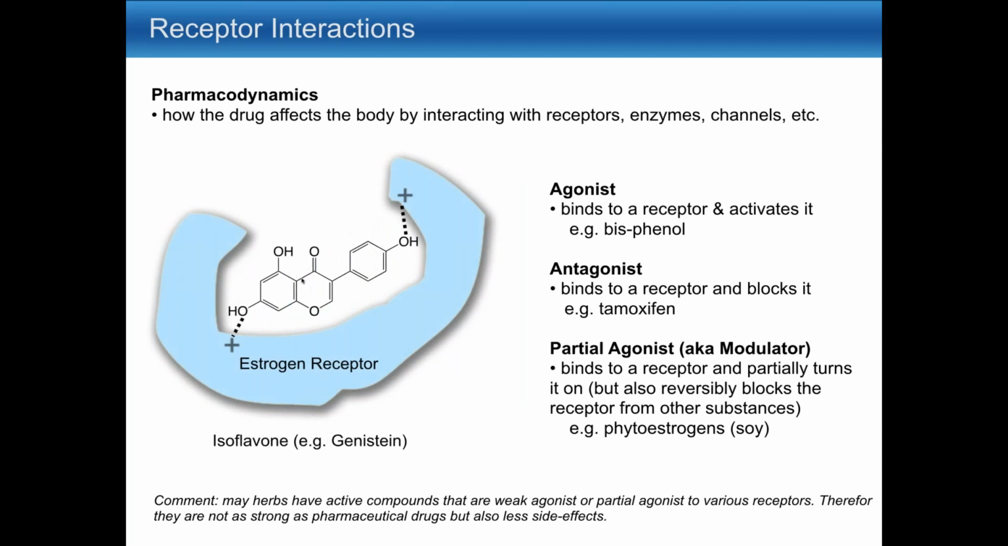Here, we have genistein. This is an isoflavonoid in soy. It doesn't bind to the receptor as well as estrogen does, so it kind of wiggles in there a little bit. Sometimes it turns it on, but sometimes it's just blocking it. So now estrogen can actually go into that receptor and have its effect. So what the isoflavonoid is doing is partially turning it on, partially blocking the receptor. So it sort of modulates the estrogenic effects in the body.